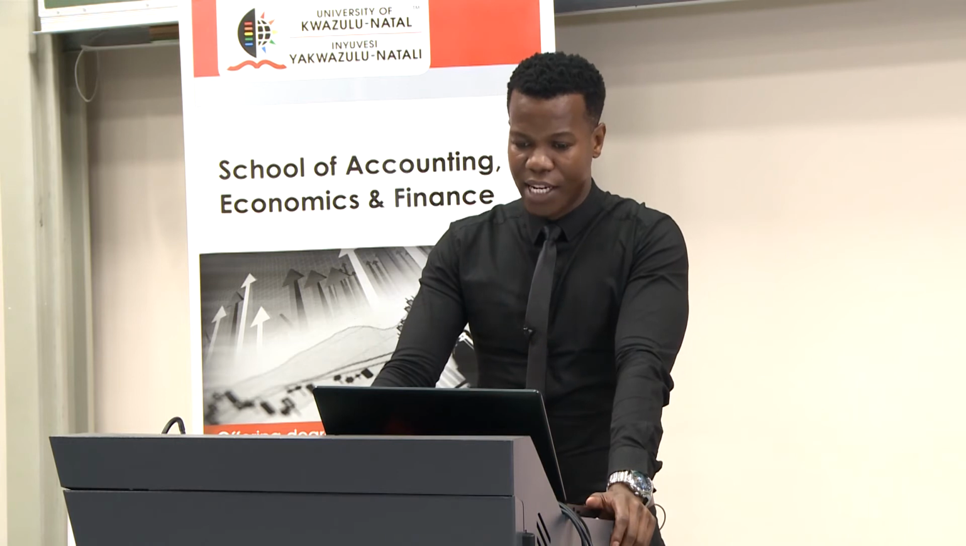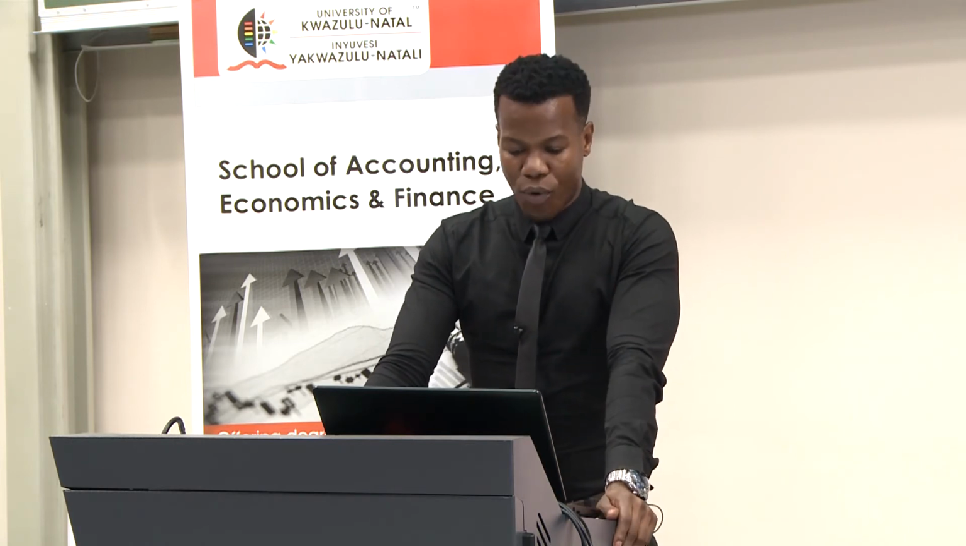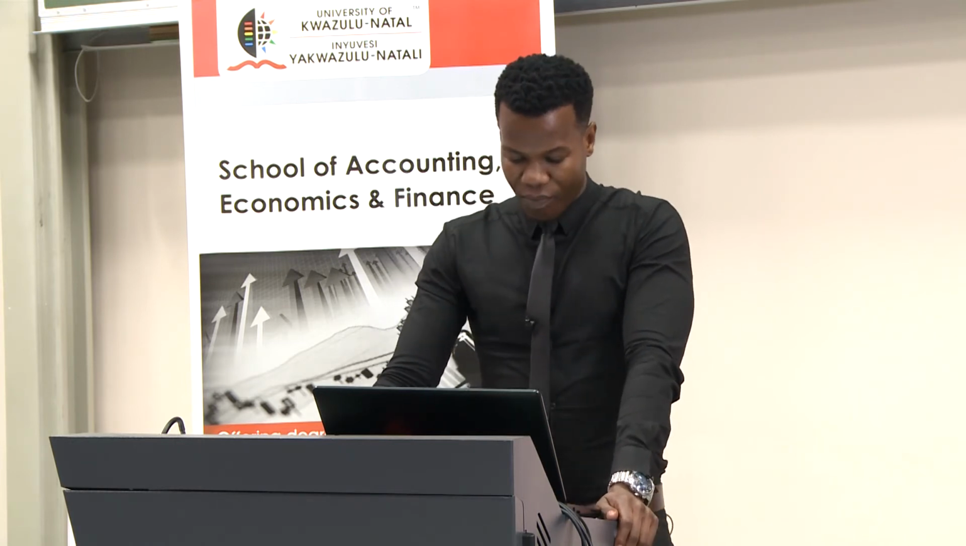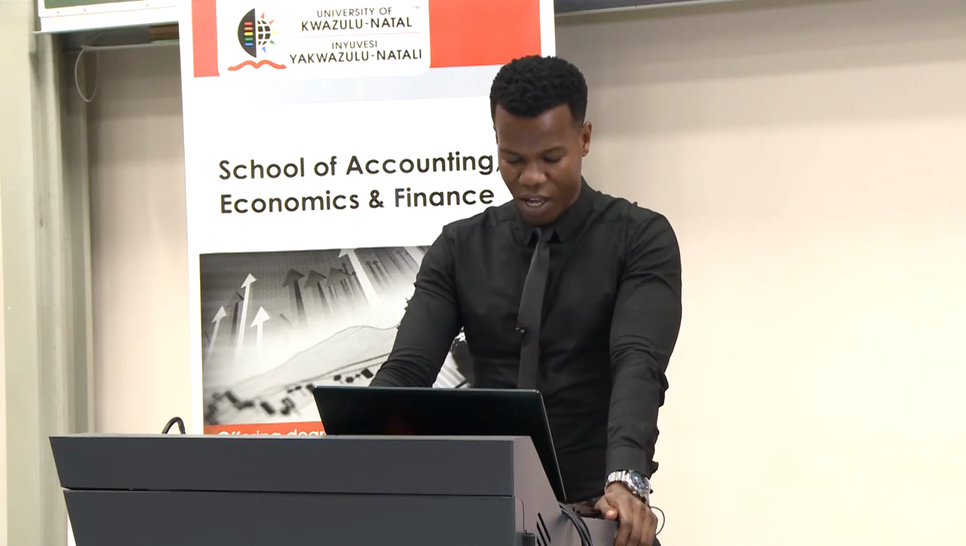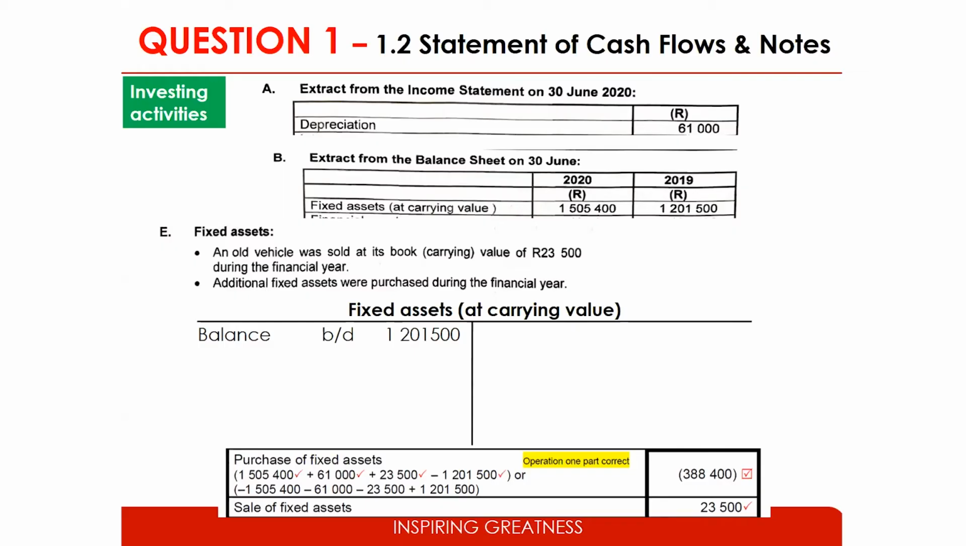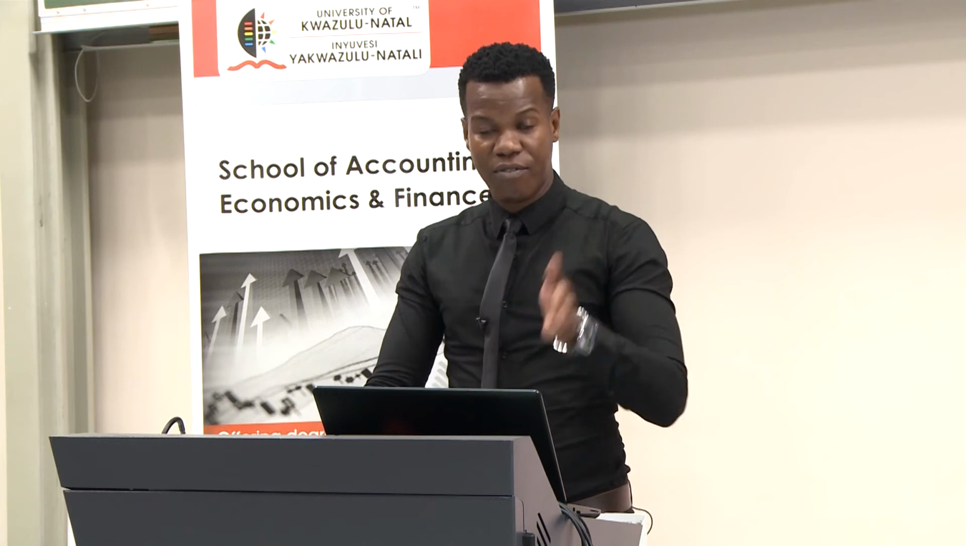Okay, now when you want to find out how much of fixed assets we have purchased during the year, they're silent on that. They're just saying additional fixed assets were purchased during the financial period. It means you need to physically calculate how much of fixed assets we have purchased during the year. It's pretty easy. Again, have your T account.